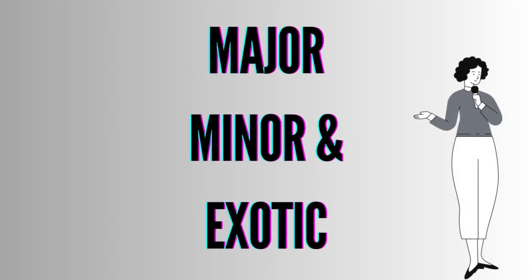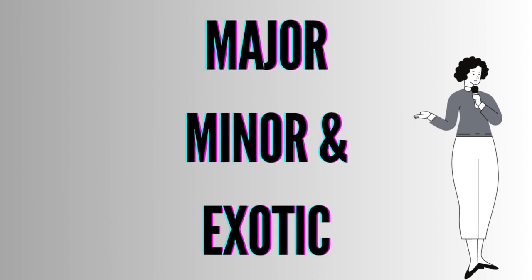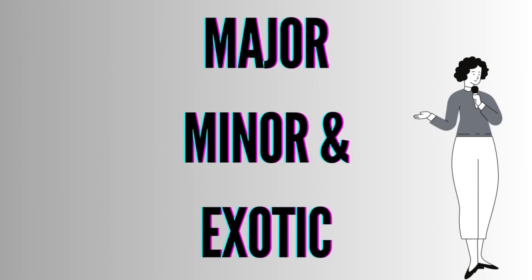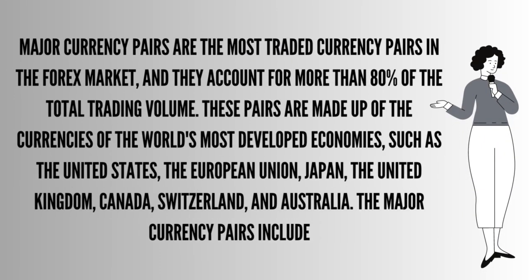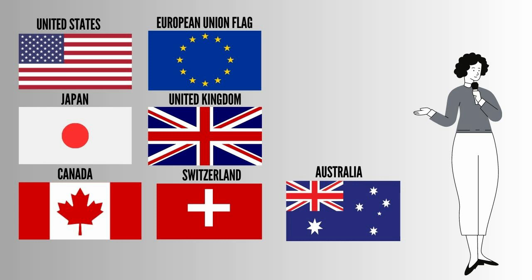There are three major types of currency pairs: major, minor, and exotic currency pairs. Major currency pairs are the most traded currency pairs in the Forex market, and they account for more than 80% of the total trading volume. These pairs are made up of the currencies of the world's most developed economies, such as the United States, the European Union, Japan, the United Kingdom, Canada, Switzerland, and Australia.